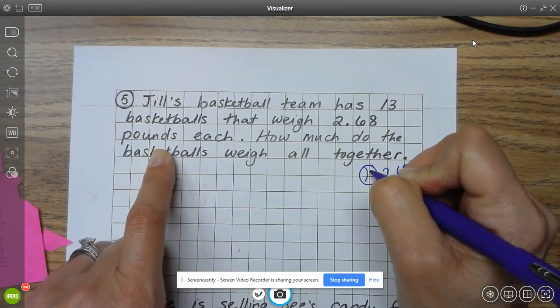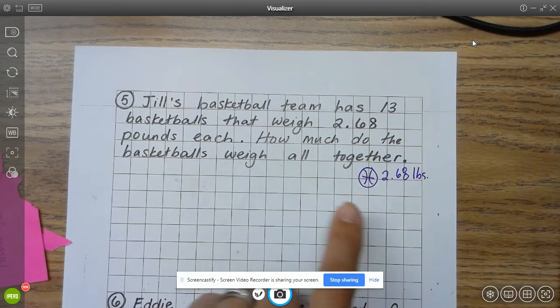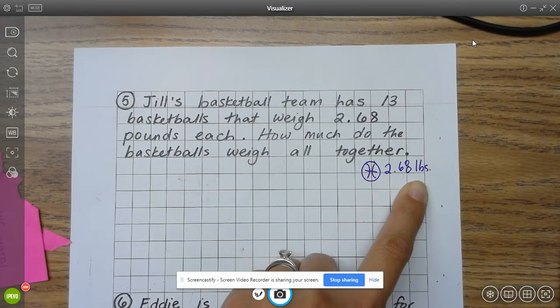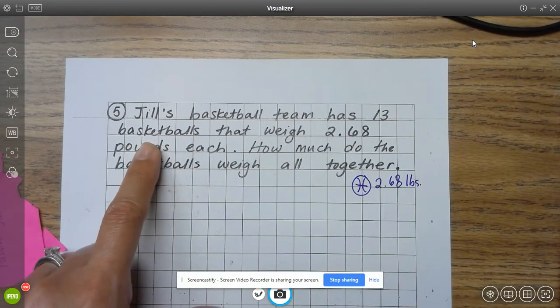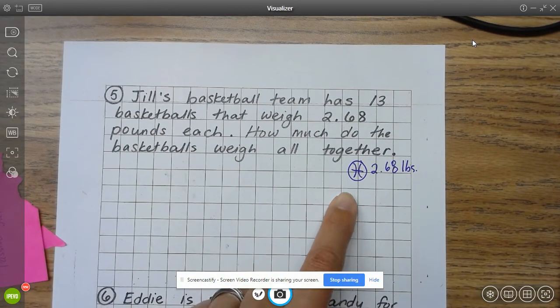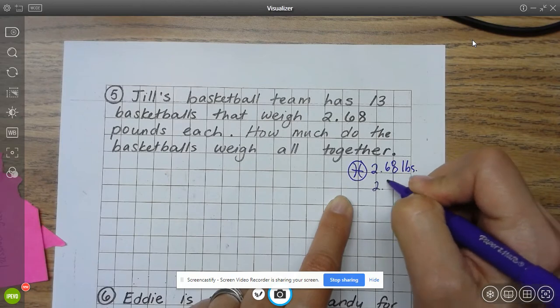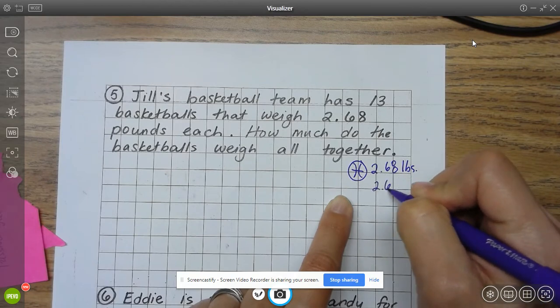So here's my basketball. This one weighs 2.68 pounds. Now, Jill's basketball team had 13 of them. I can solve this many ways. I can write out this 13 times, 13 basketballs, each one weighing 2.68 pounds.